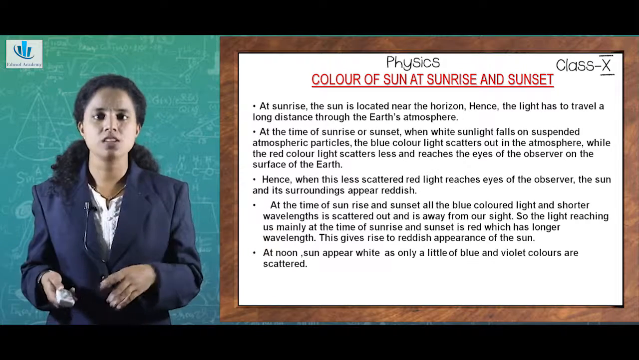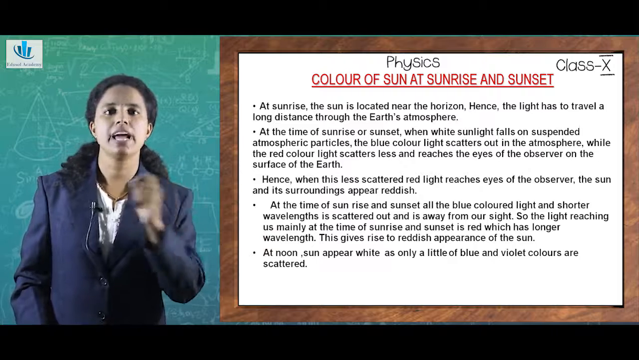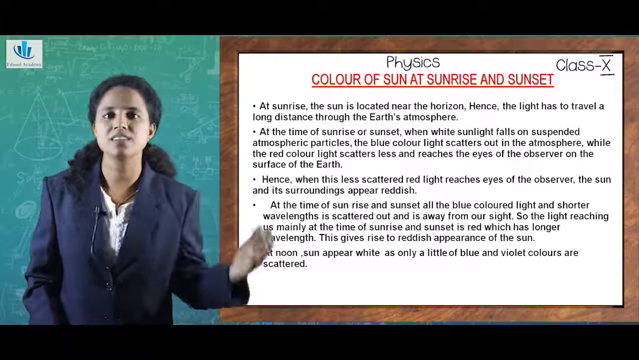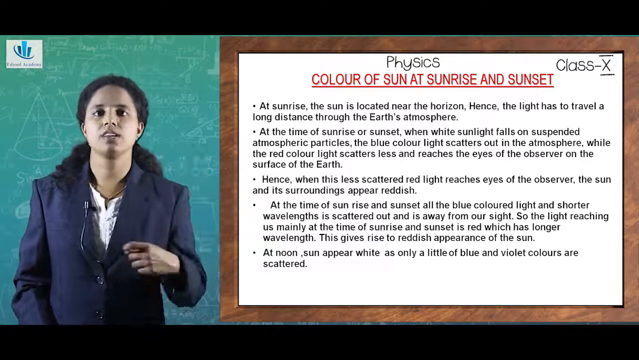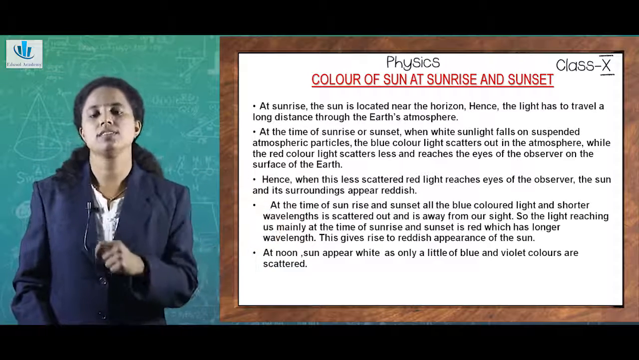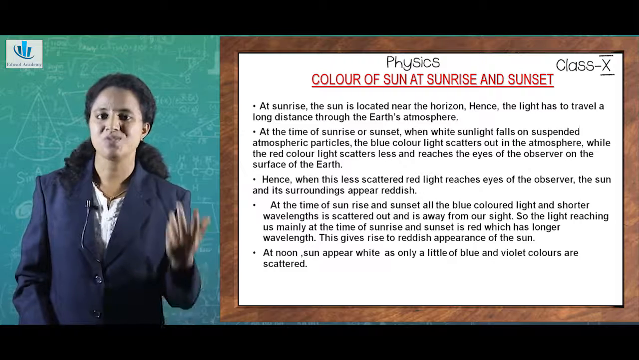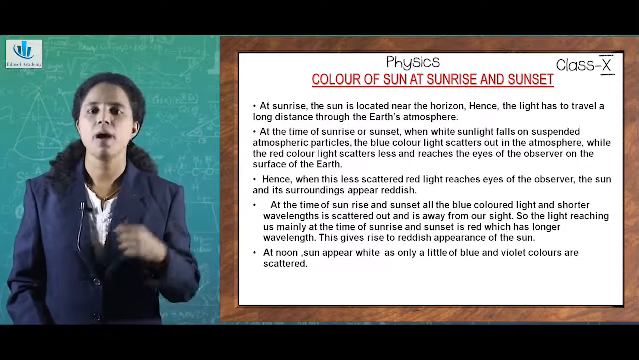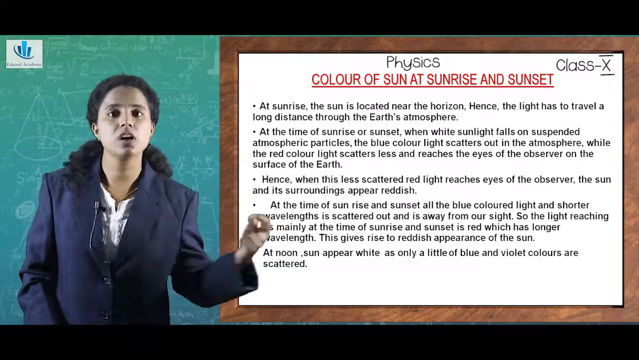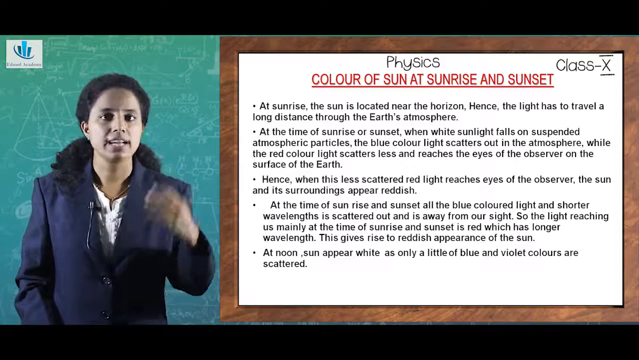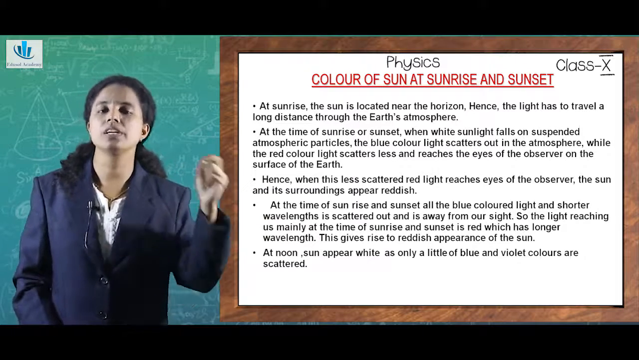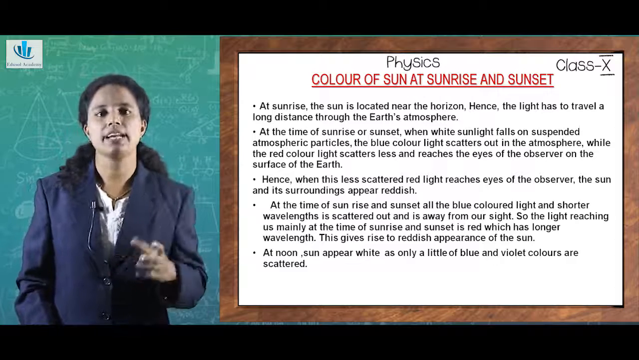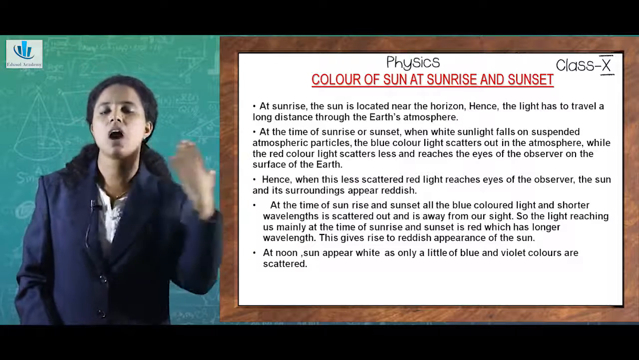So at the time of sunrise or sunset, when white sunlight falls on the suspended atmospheric particles, we already know that atmosphere is composed of a large number of particles, isn't it? So when sunlight falls on these atmospheric particles, then what happens? We know the atmosphere will scatter the blue color light, isn't it? But the red color, which is having longer wavelength, will be scattered in a lesser amount, and that will reach the eyes of the observer on the surface of Earth.